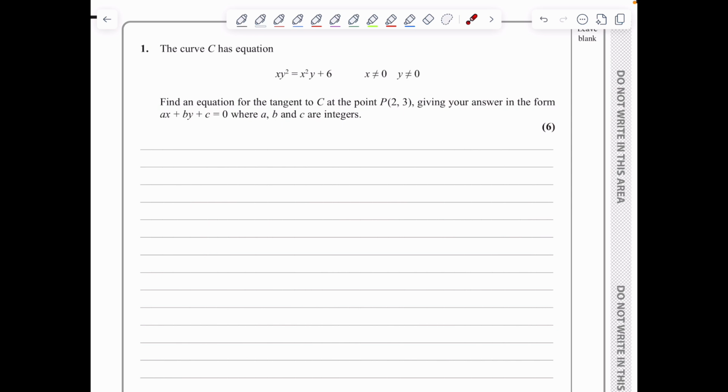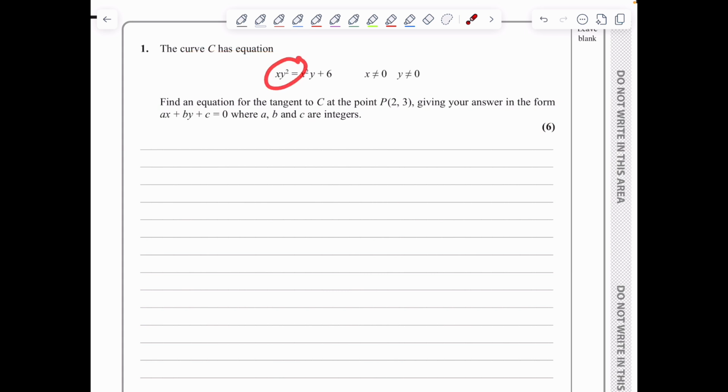In question 1, we're given the equation of the curve C, and we need to find the equation of the tangent at the point 2, 3, giving our answer in the form ax plus by plus c is 0, with a, b, c being integers. Well, we need to apply implicit differentiation here, which means we differentiate from left to right. We apply all rules as usual. If we happen to be differentiating a term in y, then we put a dy dx term as well.